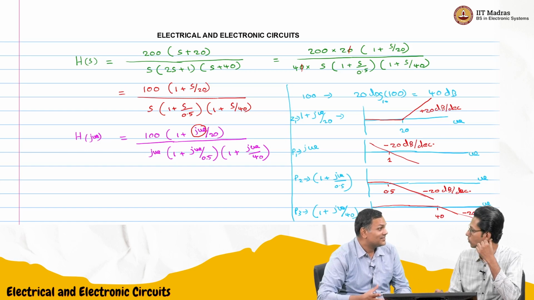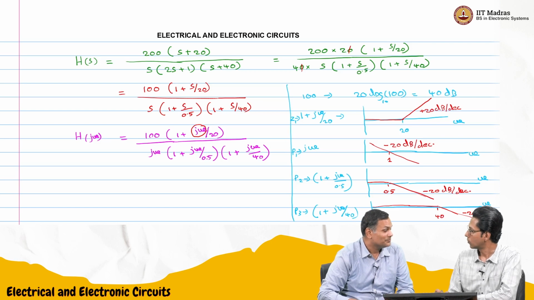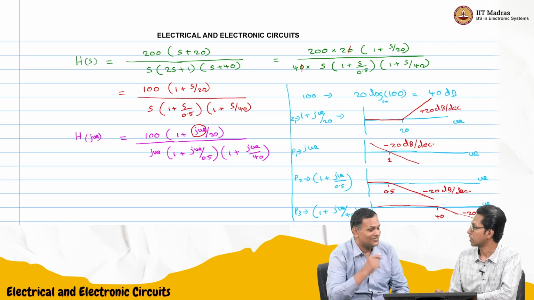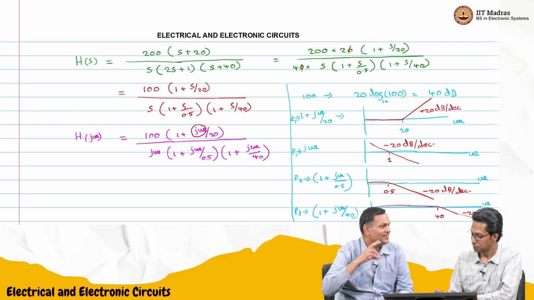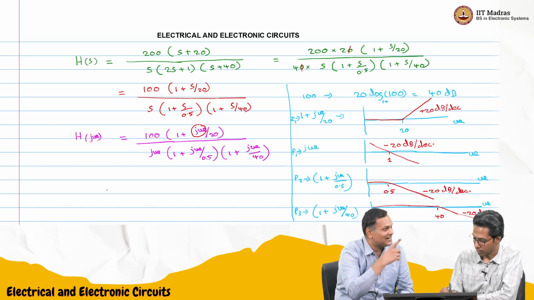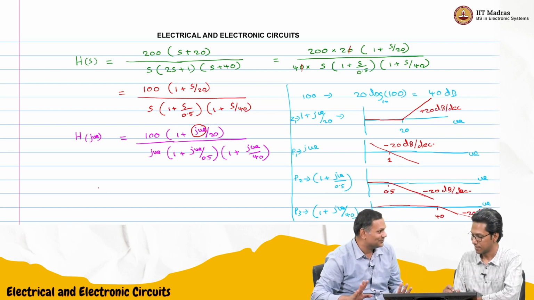So the way to distinguish between a positive zero and a negative zero is to look at the phase plot, which we have not plotted here. But students should learn to plot that as well. We did it last time. It gets very complicated when you have so many poles and zeros.